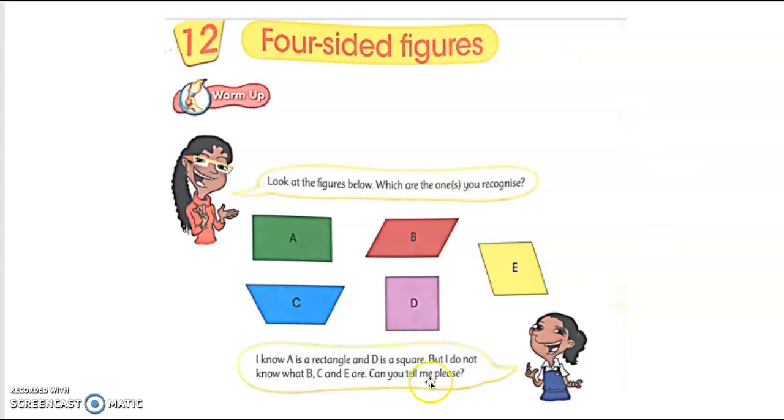Now look at these four-sided figures. Can you identify all of them? I know A and D, but I don't know the other three. Do you know them?